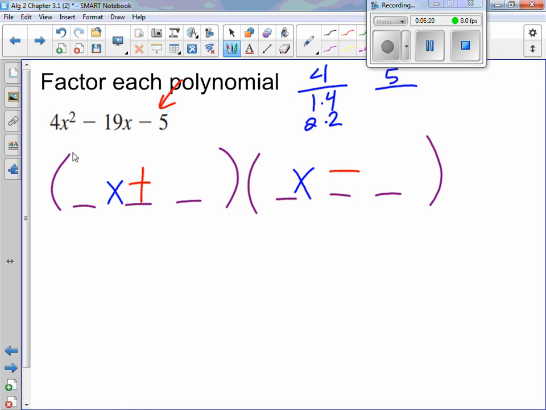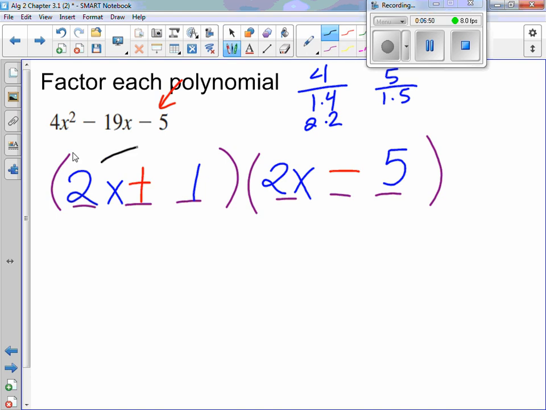Factors of 5, 1 and 5. So I'm just going to put 1 and 5 down, because those are our two factors. Because that's the only set of factors for 1 and 5. Now for 4, do we want to use 1 and 4 or 2 and 2? 2 and 2. We'll have 2 and 2.